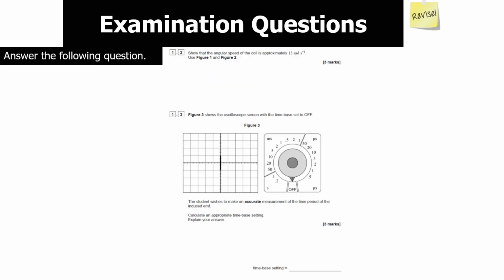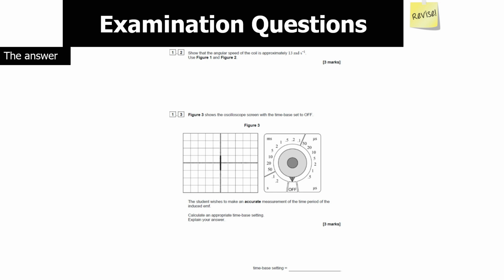The next question says, show that the angular speed of the coil is approximately 13 radians per second using Figure 1 and Figure 2, and then Figure 3 shows the oscilloscope screen with the time base set to off. The student wishes to make an accurate measurement of the time period of the induced EMF. Calculate an appropriate time base setting and explain your answer. So pause the video now, then unpause the video when you want to go through your answer.